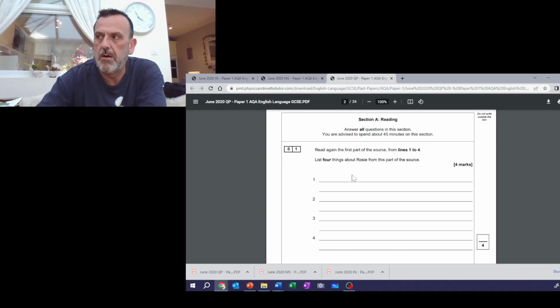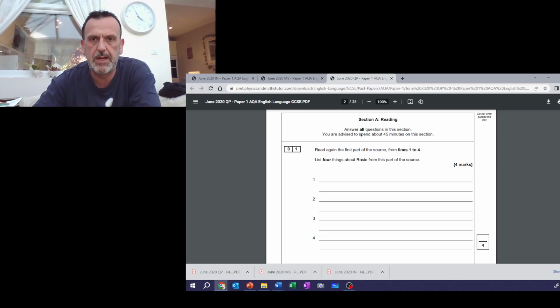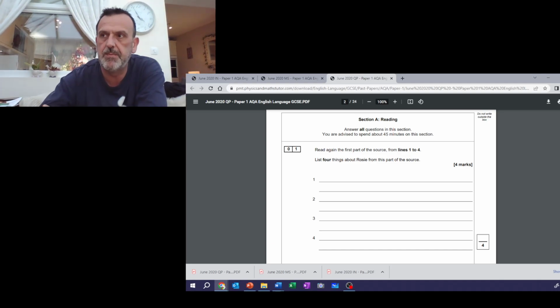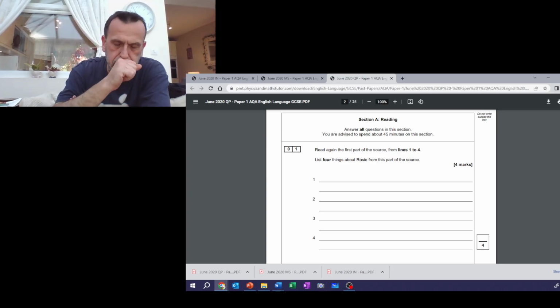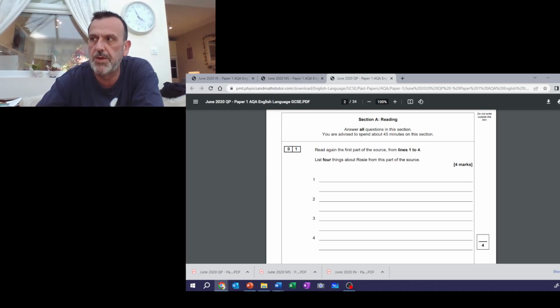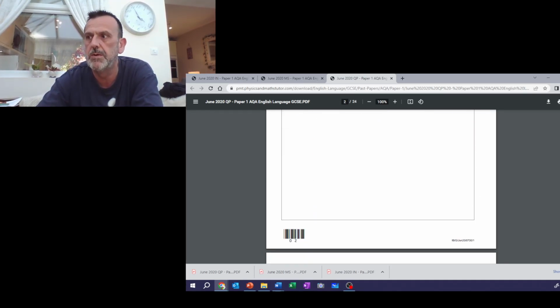So I think we read all 4 questions. So question 1 is simple information retrieval. It is just testing whether you can read, and it's also giving you a slight indicator as to where you're going later, in terms of what the question focuses on. So question 1, and there's 4 things about Rosie from this part of the source. This character, she must be important, particularly to question 3 and 4.